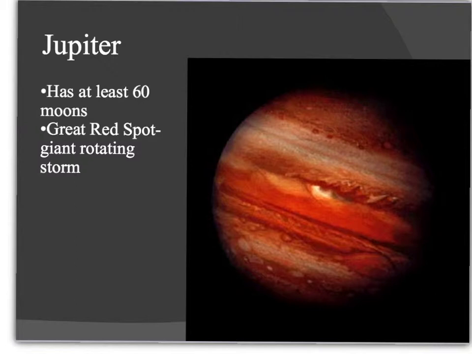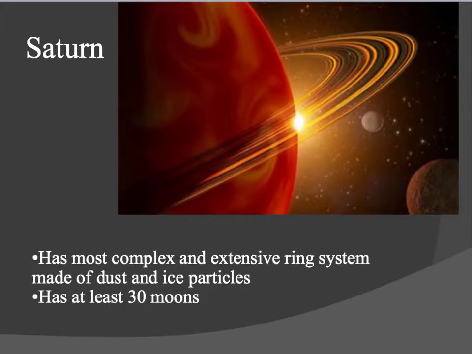Jupiter, the fifth planet in our solar system, has at least 60 moons, and it has this giant red spot, which is a gigantic rotating storm. Saturn is known for its beautiful ring system. It has the most complex and extensive one out there, made up of dust and ice particles, and Saturn also has at least 30 moons.